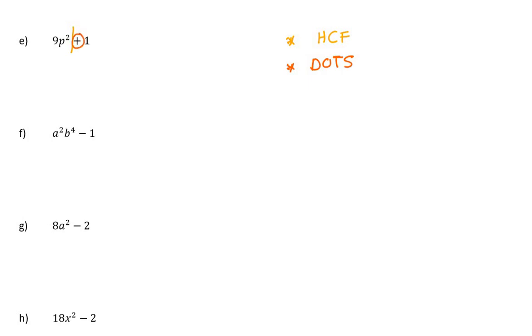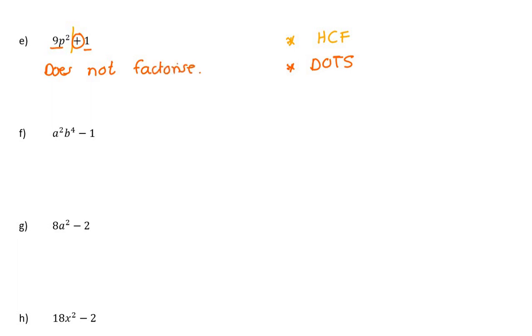Okay, now it's tempting to think that this is a difference of 2 squares because look, there's 2 terms. This is 9p squared, which is 3p times 3p. This is 1, which is 1 times 1. So yes, there are 2 terms and they're both perfect squares, but it's not a difference of 2 squares. And the moment it's a sum, not a difference, this does not factorize. There is no way to factorize this at all.